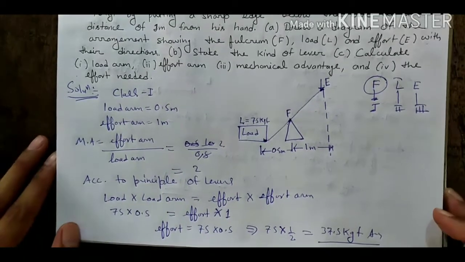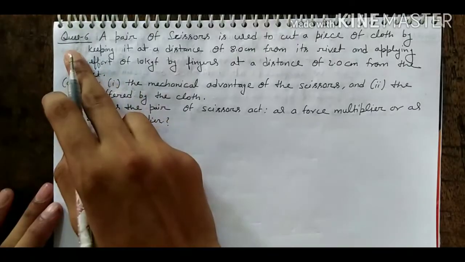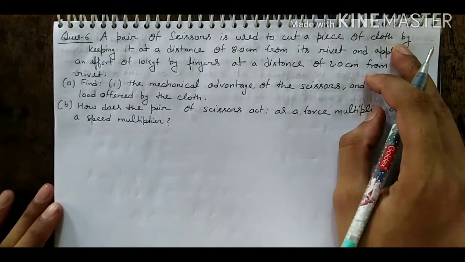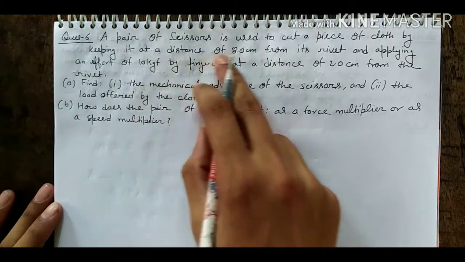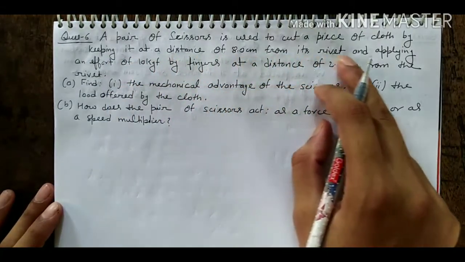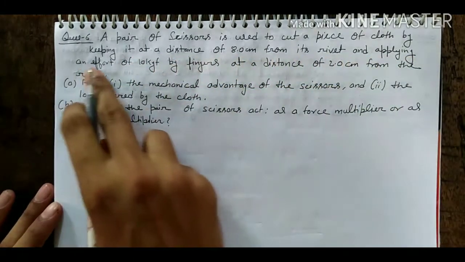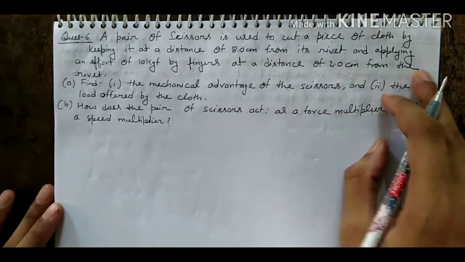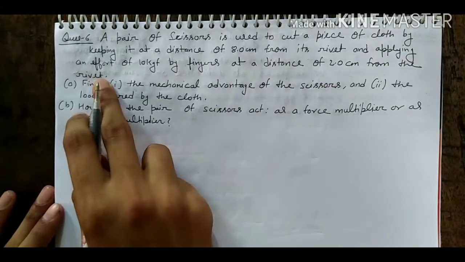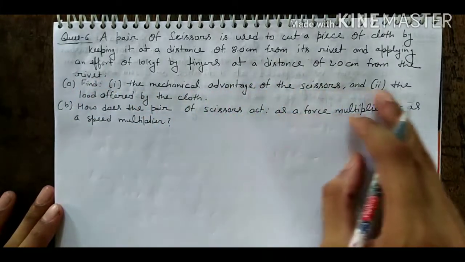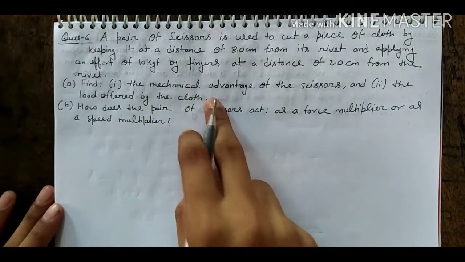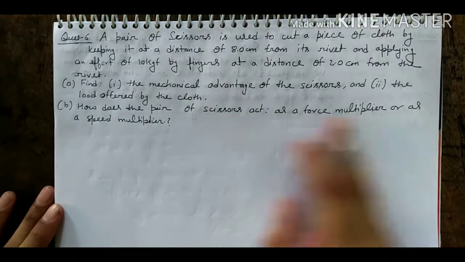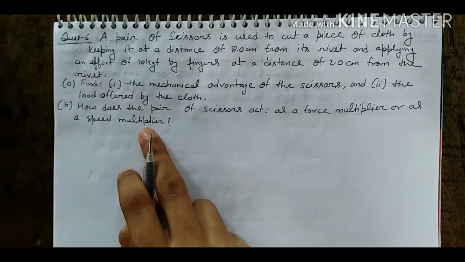Now we will solve question number 6. A pair of scissors is used to cut a piece of cloth by keeping it at a distance of 8 cm from its rivet and applying an effort of 10 kgf by fingers at a distance of 2 cm from the rivet. Find the mechanical advantage of the scissors and the load offered by the cloth. Second question, how does the pair of scissors act as a force multiplier or a speed multiplier?